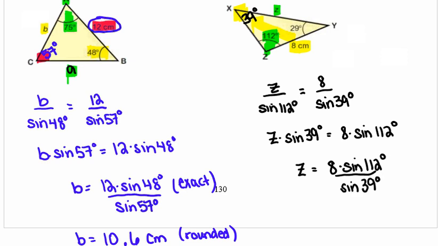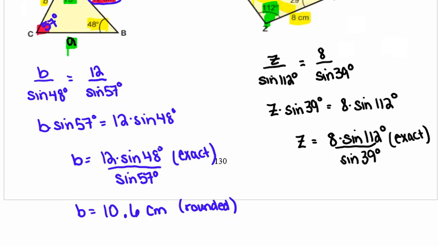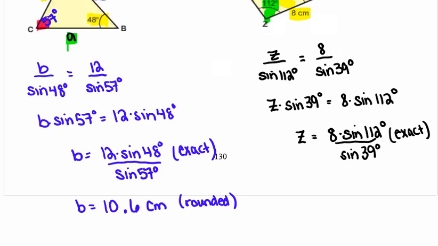And again, if I'm trying to find an exact value, I'm going to stop right there and not go any further. If the question specified for me to round, then I would punch that into my calculator. And let's just suppose this one too said round to the nearest tenth. That would be 11.8 when rounded to the nearest tenth.